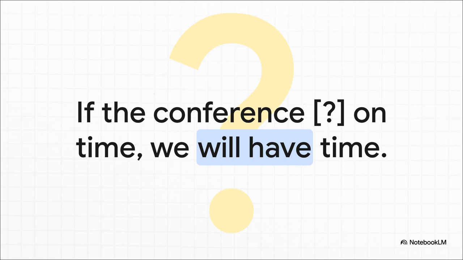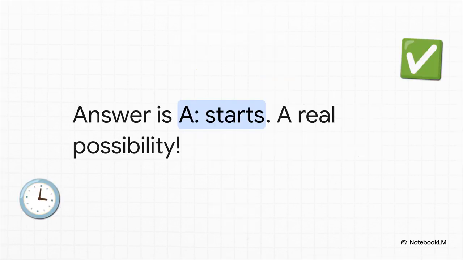Here's a massive hint for you. Look at the main clause for your clues. I'll give you a moment to choose. Yep, the correct answer is A, starts. The presence of will have in that main clause absolutely guarantees that this is a first conditional scenario. It's a real, possible future event. If the conference starts on time tomorrow, great job.